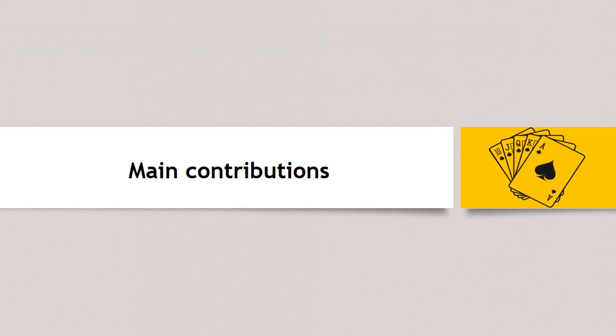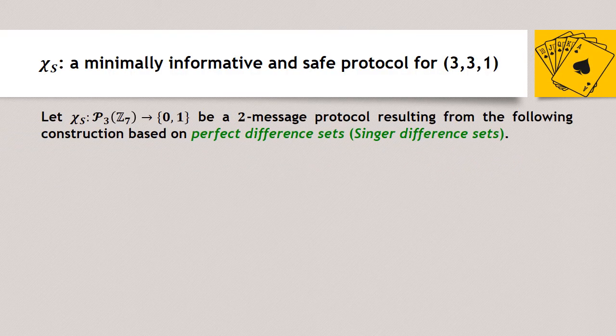Now, let's talk about the main contributions of our paper. First, we provide a two-message minimal informative protocol construction for the Russian cards problem, with signature 331 for a total of 7 cards. This construction is based on Singer sets, also called perfect difference sets, and yields a minimal informative and safe announcement protocol for Alice.